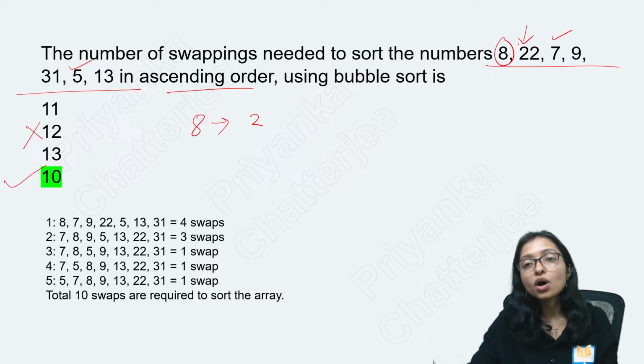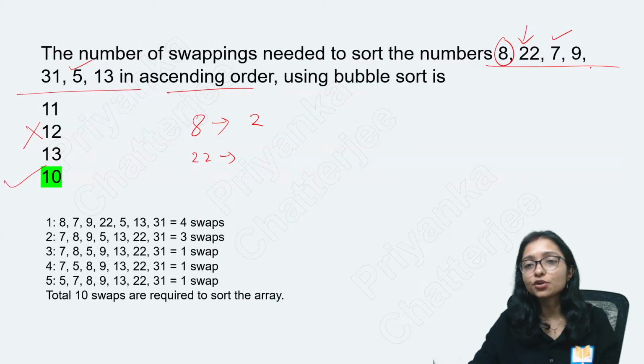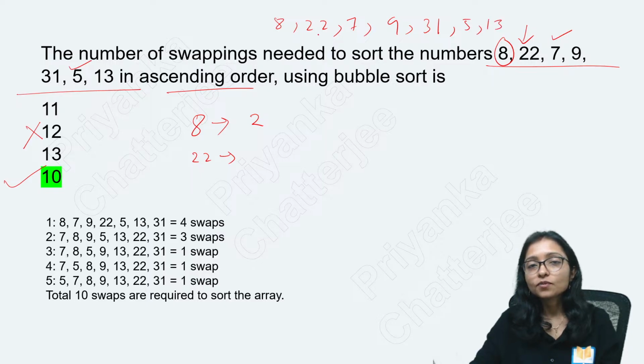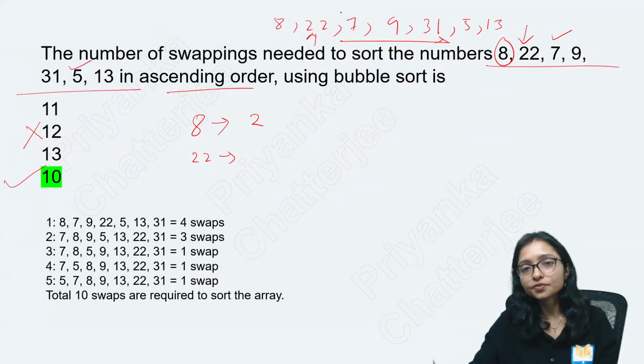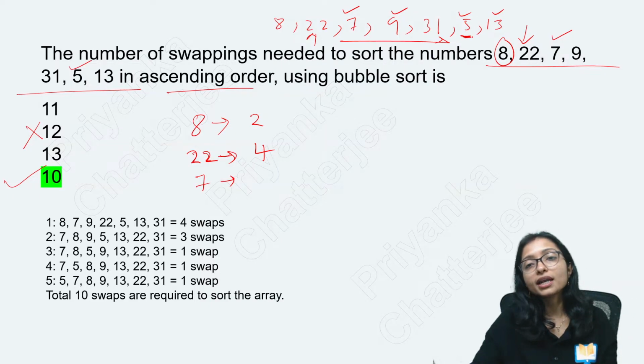For 22, how many swappings needed? For 22, how many elements are less than 22? On the right hand side, you need to think: 8, 22, 7, 9, 31, 5, 13. On the right hand side of 22, how many elements are less than 22? 1, 2, 3, 4. 4 elements are less than 22. So that's why 4. For 7, how many elements are less than 7? Only 1 element, that is 5, on the right hand side.